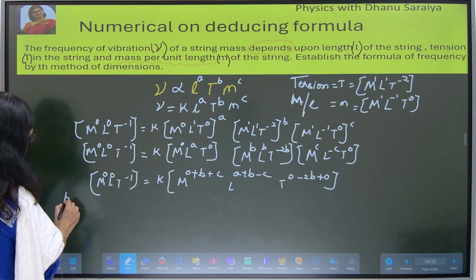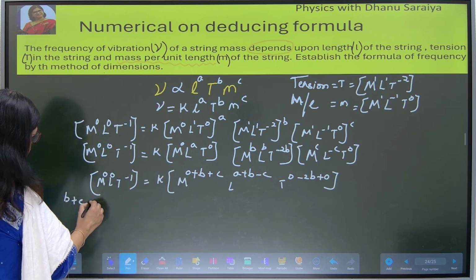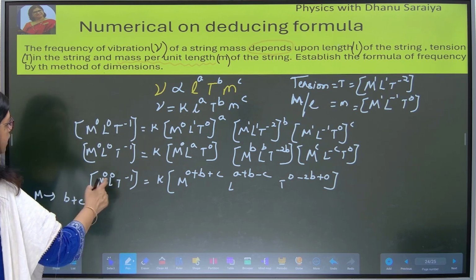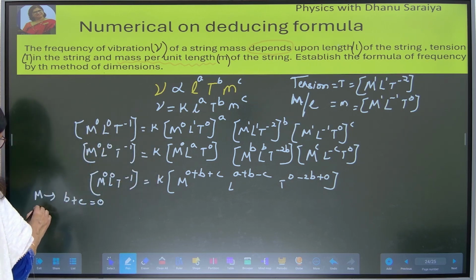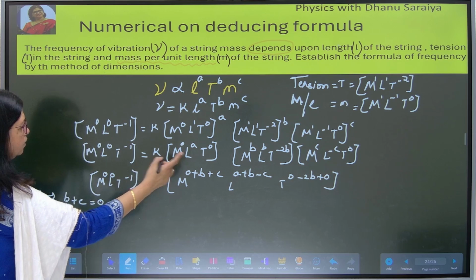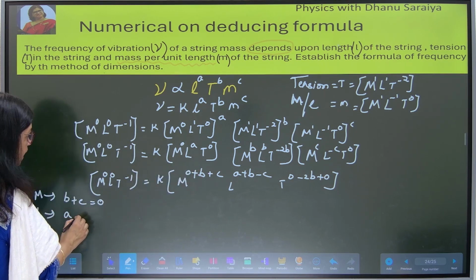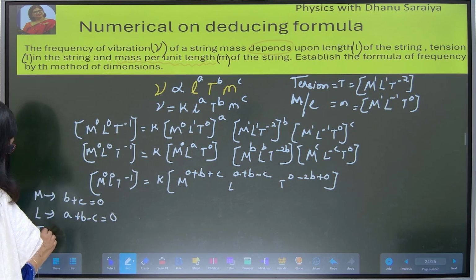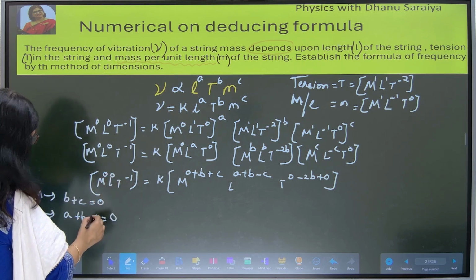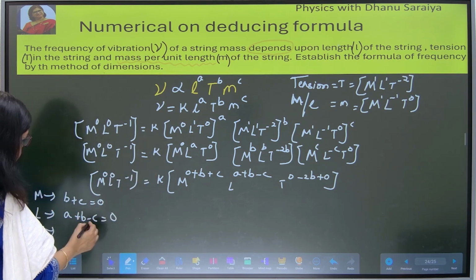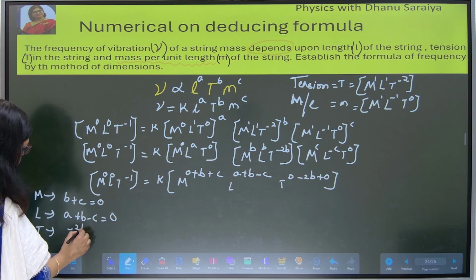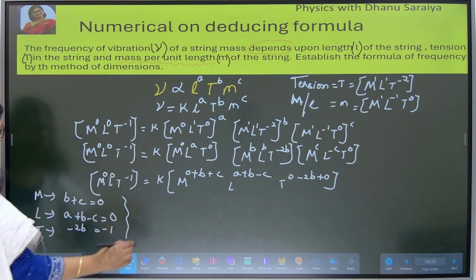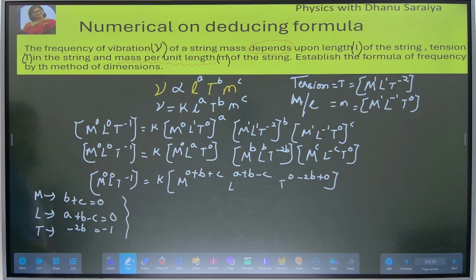B plus C is equal to 0. What did I equate here? Equated the power of M. Equating the power of L, what is it? A plus B minus C is equal to 0. Equating the power of T, what is it? Minus 2B is equal to minus 1. So I am ready with 3 equations.